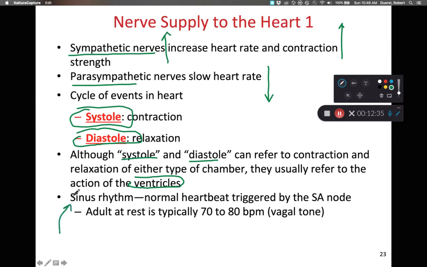We also are going to have what is known as the sinus rhythm of the heart. That's that baseline heart rate triggered by the SA node. So when you're just chilling, relaxing, you aren't really excited, you aren't having strong parasympathetic or sympathetic influences, your baseline heart rate is typically going to be about 70 to 80 beats per minute. And that's going to be influenced very, very heavily by that SA node.